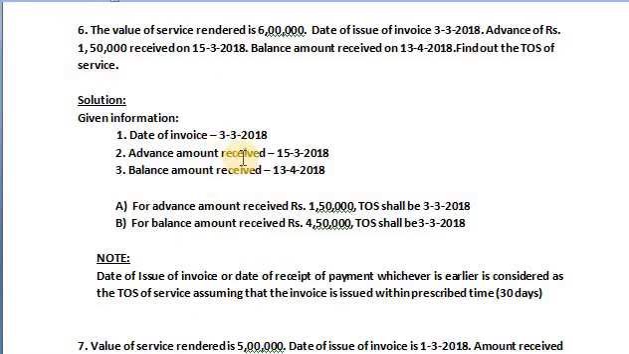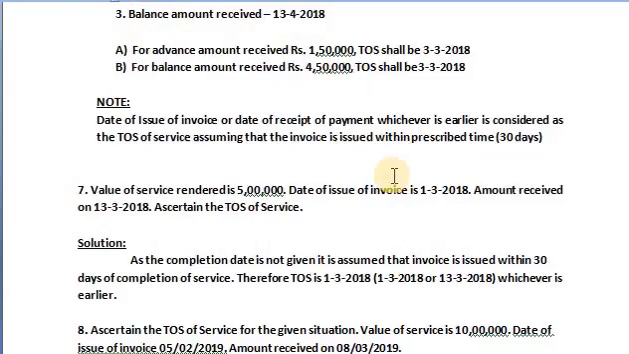First write the given information. Invoice 3/3, advance 15/3, balance amount 13/4. So for part 1, that is advance, invoice 3/3 and receipt 15/3, 3/3 is your time of supply. Then for the remaining part, 3/3/18 and 13/4/18, again 3/3/18 is your time of supply. As the completion date is not given, we assume the invoice is issued within the prescribed time. Clear? It is a similar problem.